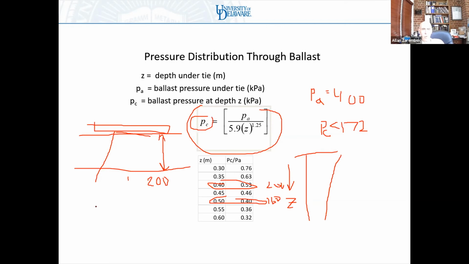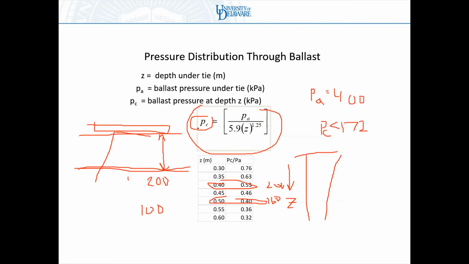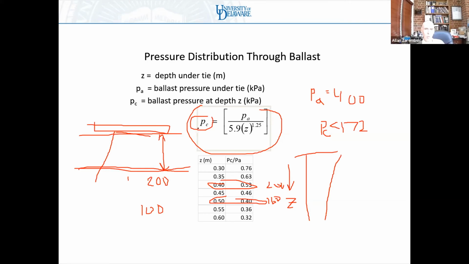If it was a very, very weak subgrade, it may have a bearing stress of 100 kilopascals. And then I have to solve for Z with P sub C equals 100. Typically the subgrade enters into this formula as the P sub C value, the pressure you want to get down below so that you don't overstress the subgrade, the pressure at the level of the subgrade. So what you're really calculating is a depth of ballast.